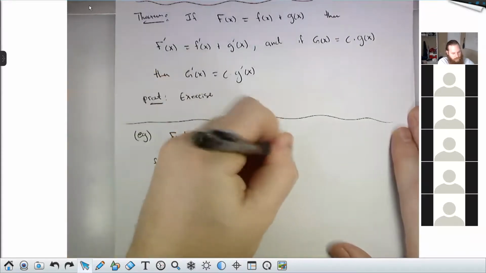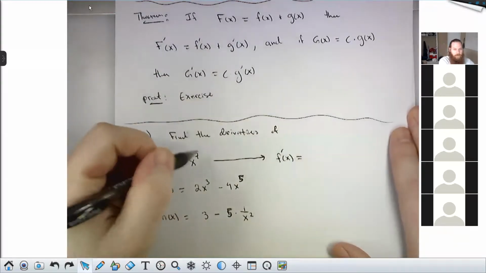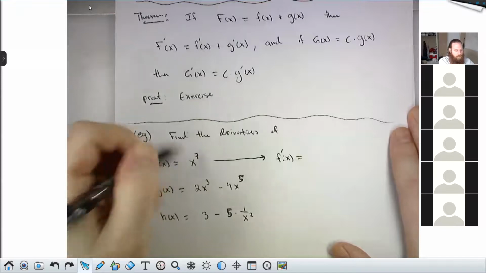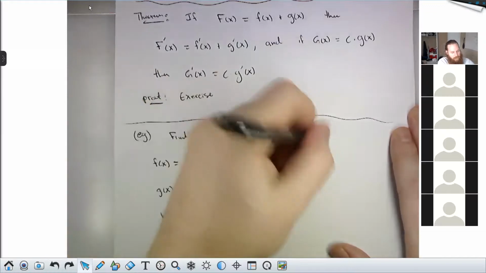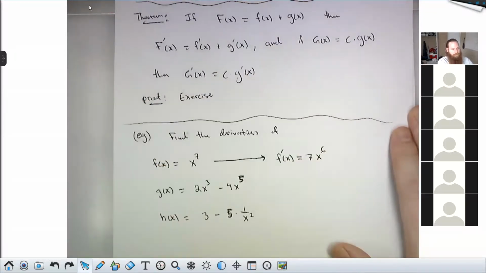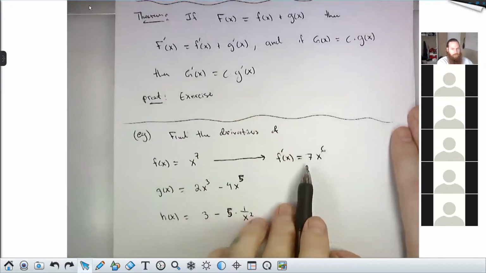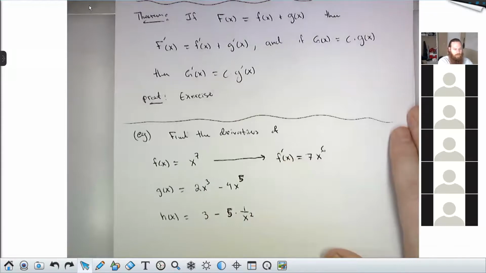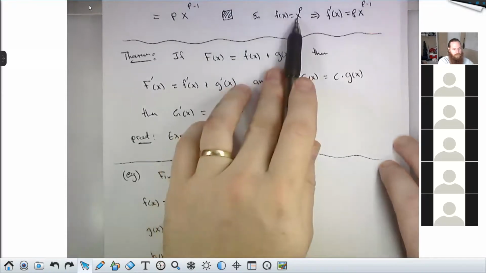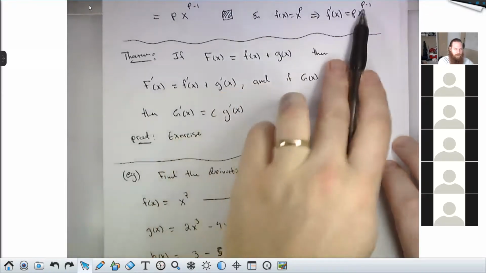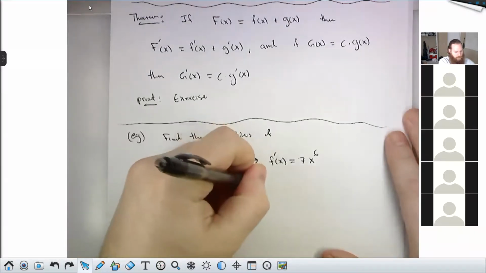So f primed, I just use my power rule. p here is 7. So I bring the power down, and then I'll have x to the 7 minus 1, which is 6. Is everybody comfortable with this first one? Just straight application of the power rule. If f of x is x to some power, then f primed is that power times x to that power minus 1. All right, let's look at the next guy.